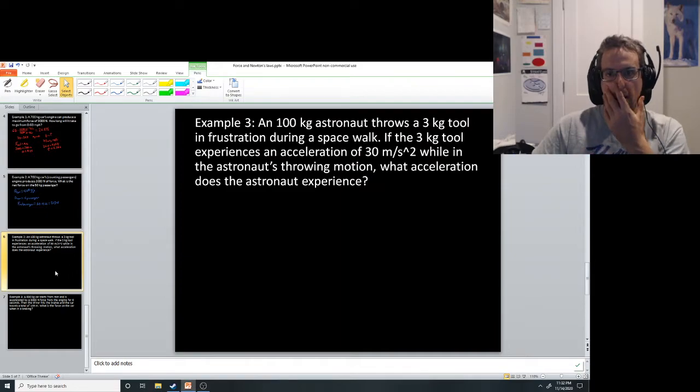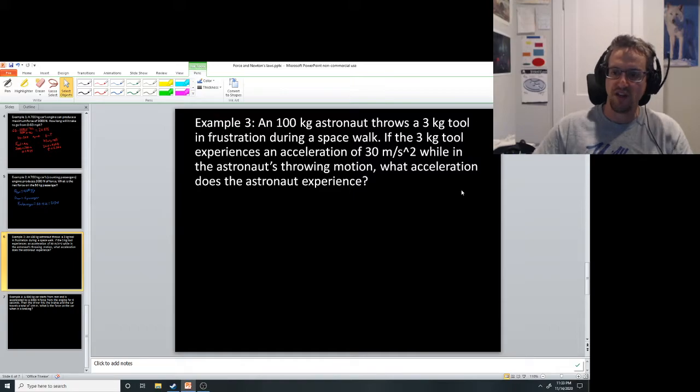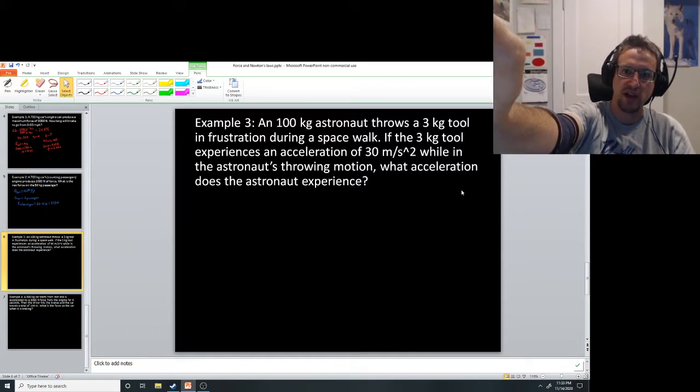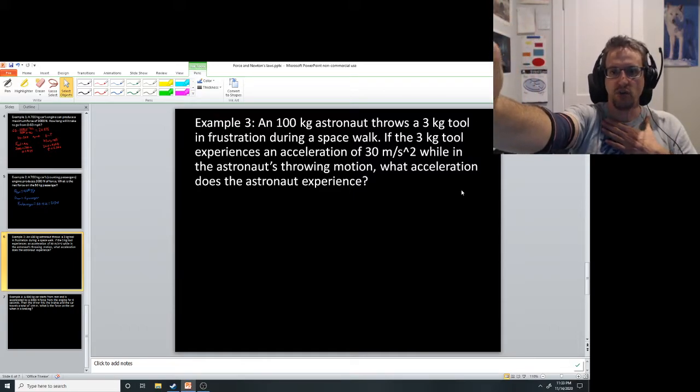All right, a 100 kilogram astronaut throws a 3 kilogram tool in frustration during a spacewalk. If the 3 kilogram tool experiences an acceleration of 30 meters per second squared while in the astronaut's throwing motion, what acceleration does the astronaut experience? Okay, this is just like the canoe thing. If I throw something forward, I'm in outer space, I get pushed backwards.